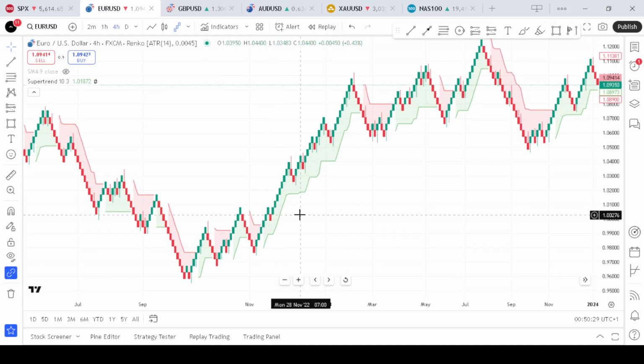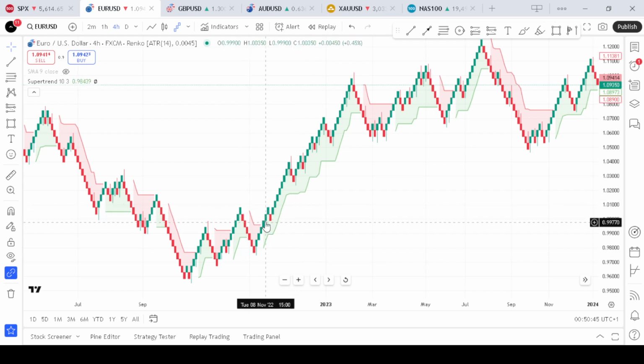The next step is to enter your signal. For a buy trade, you wait for a new green Renko brick to form above the SuperTrend line. This indicates a potential continuation or the start of a new uptrend.